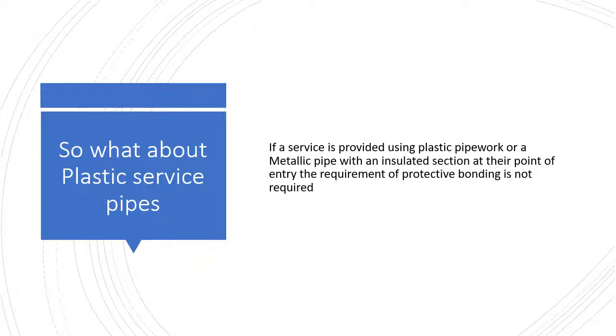Now, for a long time, there's been a lot of discussion over the use of plastic water pipes. A lot of water pipe services, and in fact it was in guidance notes and it was in the On-Site Guide. It has now finally been put into the regulations that if the service is provided using a plastic pipework or a metallic pipe with an insulated section at the point of entry, then protective bonding is no longer required.